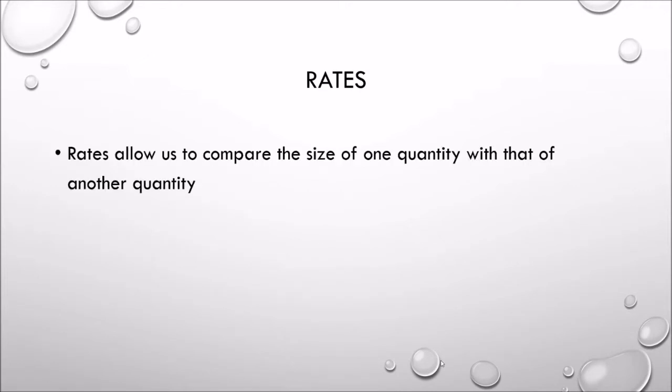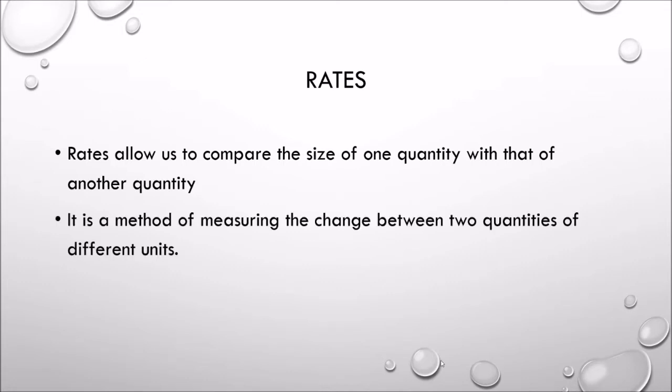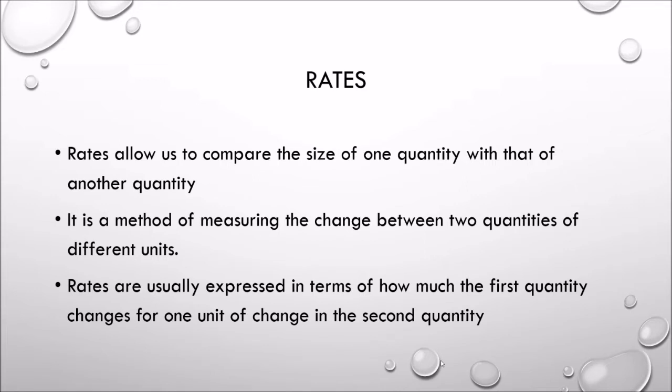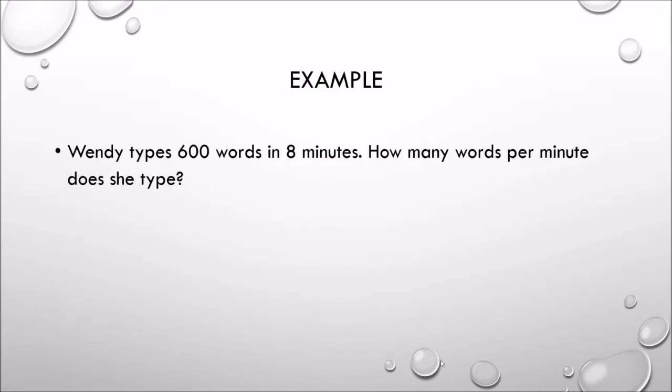So, what a rate is, it is a way that allows us to compare the size of one quantity with that of another quantity. It's a method of measuring the change between two quantities of different units. Rates are usually expressed in terms of how much the first quantity changes for 1 unit of change in the second quantity.